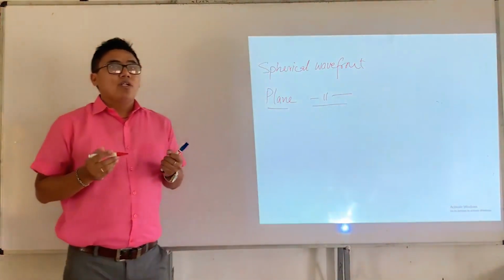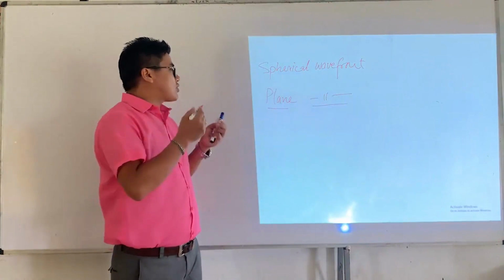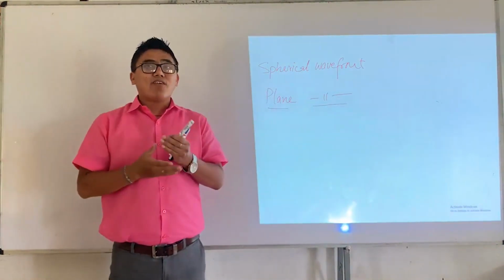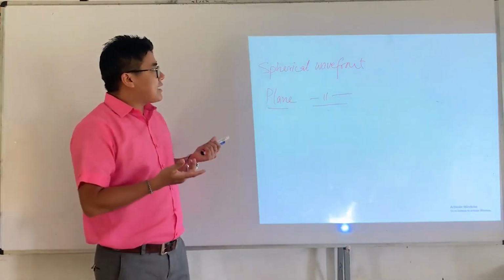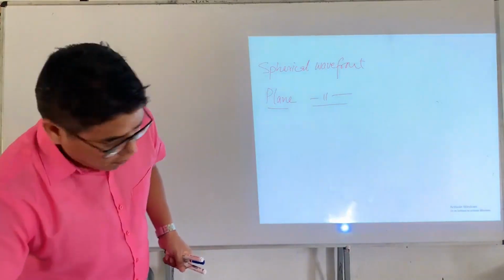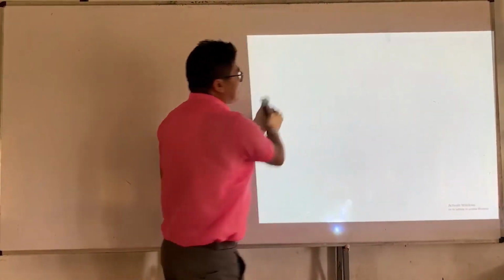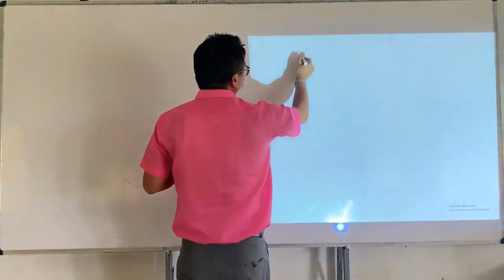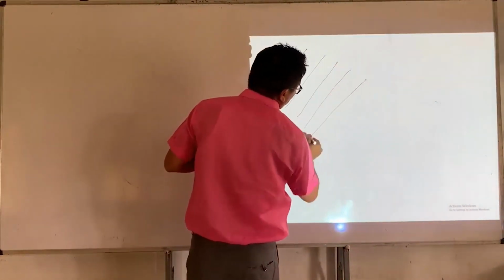So if the source of light is very far, then the wave that we receive from such a source is what we call a plane wavefront. Let me show you what this kind of wavefront looks like. So this is a plane wavefront. This is what we call a plane wavefront.